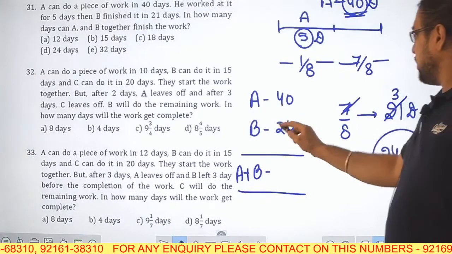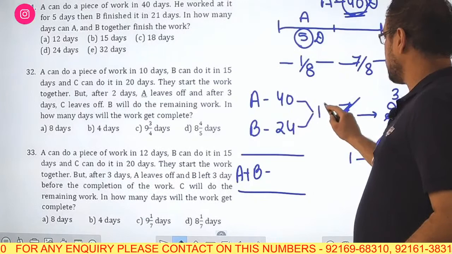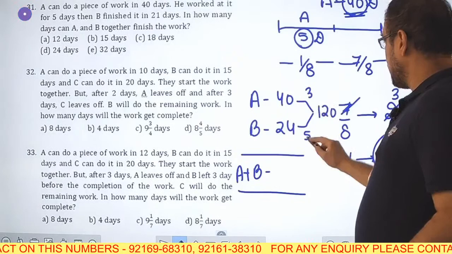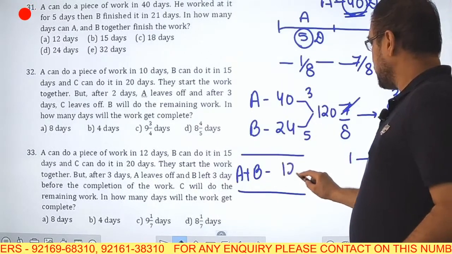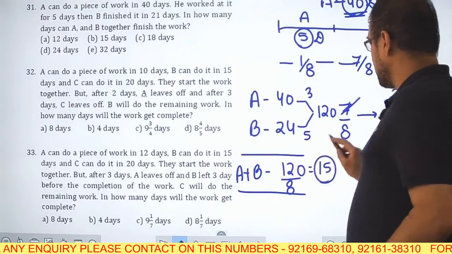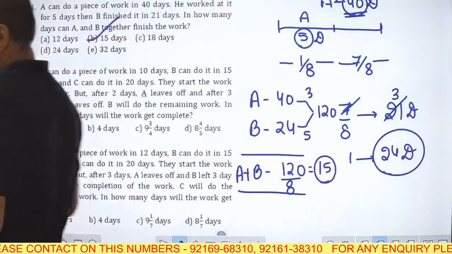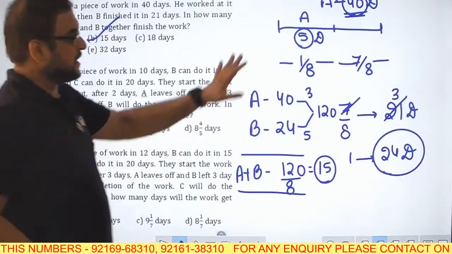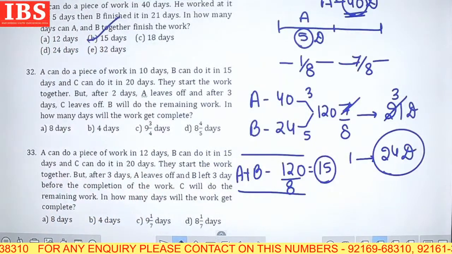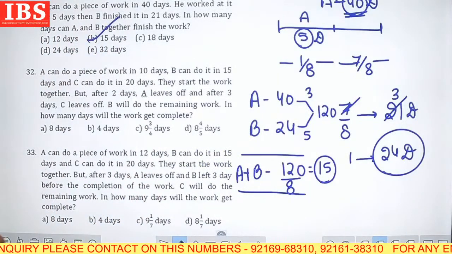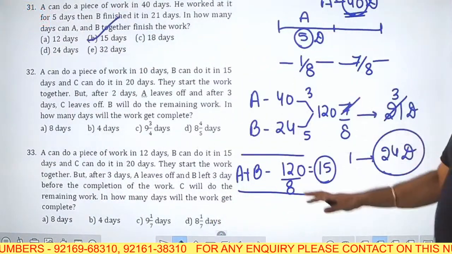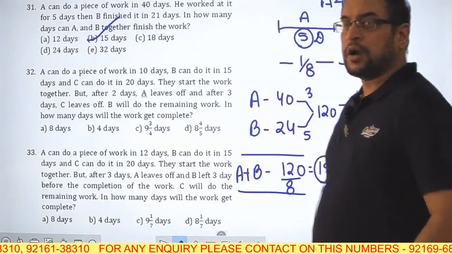So A will take 40 days and B 24 days, so the LCM will be 120, with efficiencies 3 and 5. So A and B total efficiency is 8 and total work is 120. So 120 by 8 gives us 15, the right answer. So in this kind of question, we can apply this technique also. This is much simpler and easier to implement. You can do this by this method or by the LCM method also, but that becomes a little more calculative. Is it clear? Now it is clear.